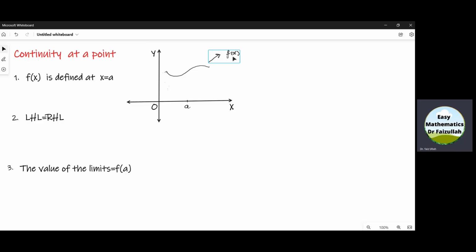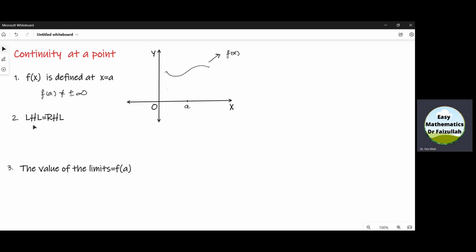Mathematically, we say that a function f of x is continuous at a point A if it satisfies three conditions. The first condition is f of x must be defined at a point x is equal to A. It means that in the given function, if we plug in x is equal to A and simplify this, there must be some value, and that value will not be equal to plus or minus infinity.